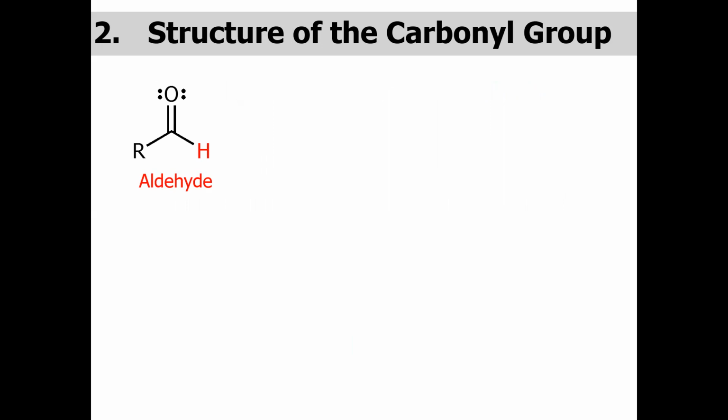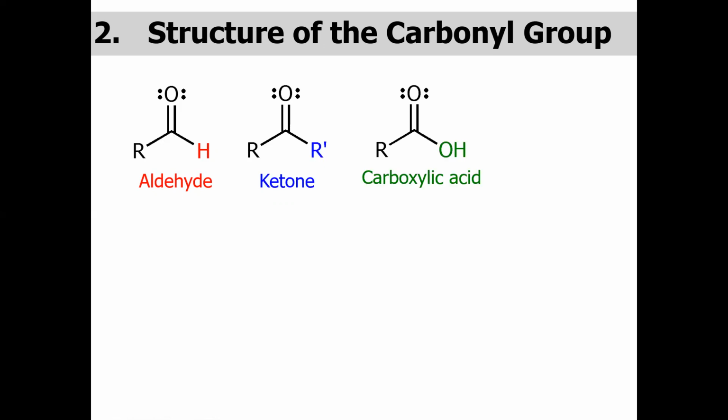When the carbonyl is bonded on at least one side with hydrogen, and the other side could be hydrogen or any alkyl chain, it is known as an aldehyde. Second, when the carbon is incorporated between two alkyl chains, it is known as a ketone. When the carbonyl carbon is bonded on one side with a hydroxy group, and on the other side with a hydrogen or any carbon chain, it is known as a carboxylic acid.